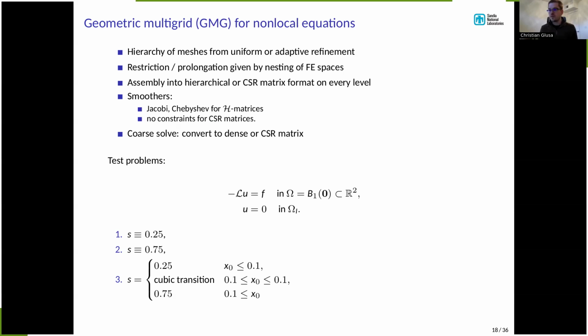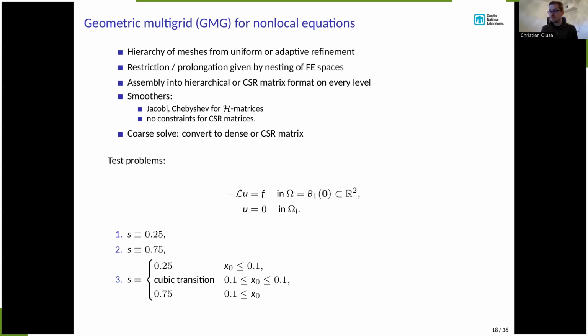And for smoothers, I think for all of these examples, I was using Jacobi smoothing. Essentially, you want to use something that you can still do even if you only have access to the diagonal of your operator. So something like a Gauss-Seidel iteration, for example, would be quite tricky to pull off. And as the coarse grid solver, so the solver on the smallest mesh, we will simply convert the system into dense format and then apply something like an LU factorization to that.